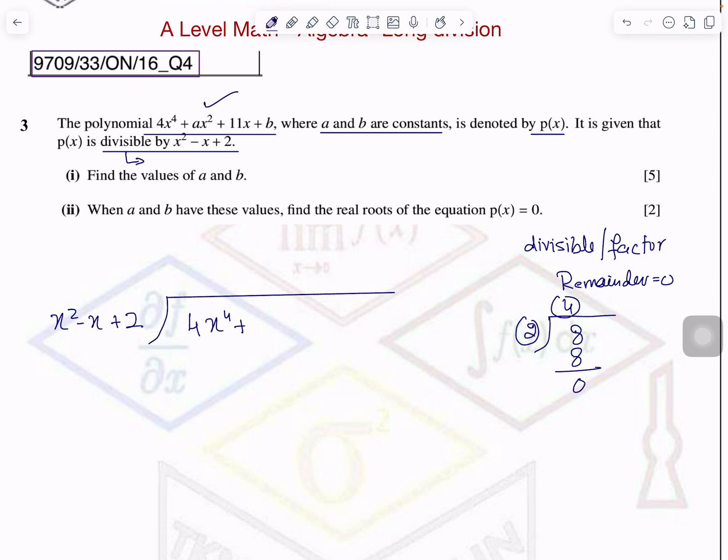In that case, it is always easy for students to write down coefficient 0 x cube. Because when you multiply divisor by the quotient to get this number, you may get cube. So that's why we write 0 x cube. Otherwise also it can be solved, but not very easy for all the students. Plus ax square plus 11x plus b. Now I have x power 4, 3, 2, 1 and last is constant which has x power 0.